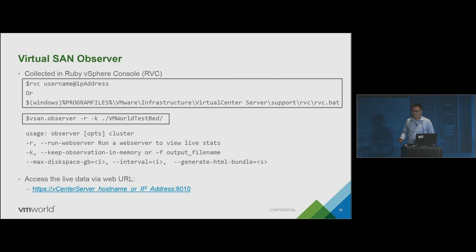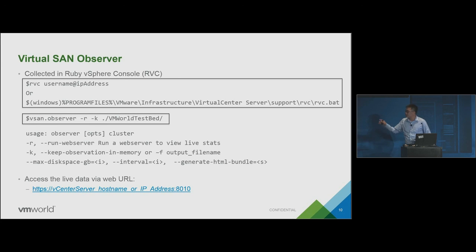There are several helpful options for this command for you to use. Here I highlight some of them. For example, -R will tell the command to run the web server so that you can view the live data via a browser. -K will tell the command to just keep the performance data inside the memory and then delete the data after the command exits. So if you want to save the data for later usage, you can give -F plus the output file name, then all the observer data will be saved to that file.